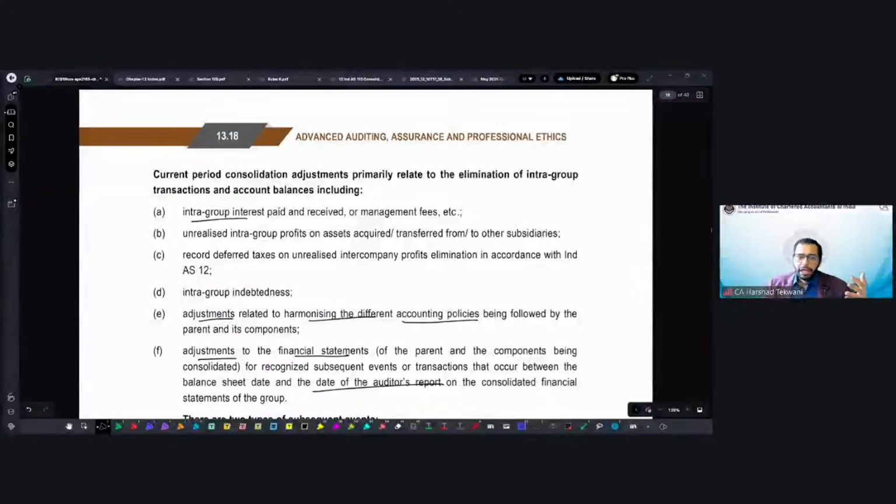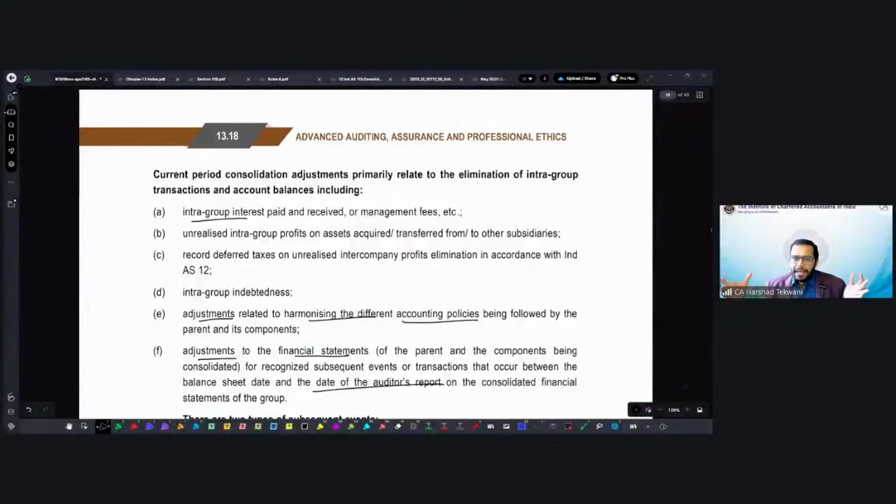So accordingly, year on year, this is required to be evaluated, identified, and these are required to be eliminated. Now, when I say required to be eliminated, there could be multiple things when I talk about elimination. And how do you identify what you need to do with the consolidation?